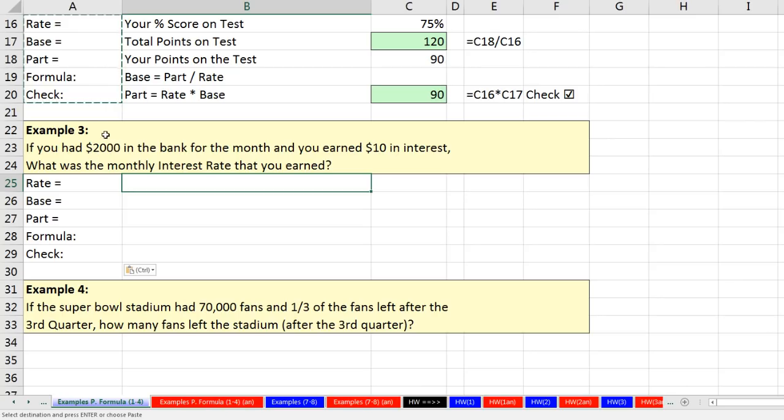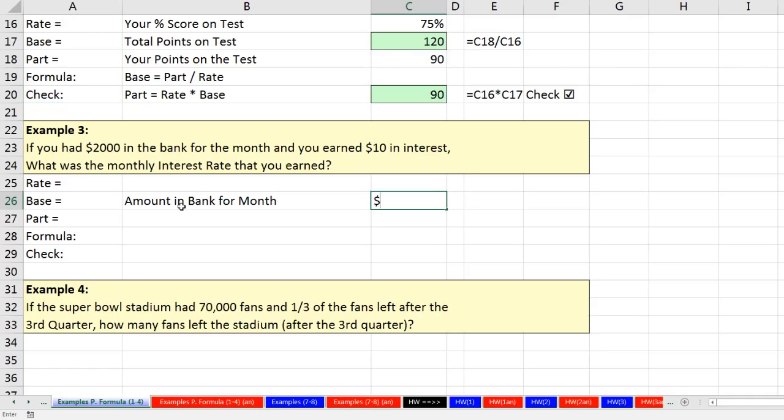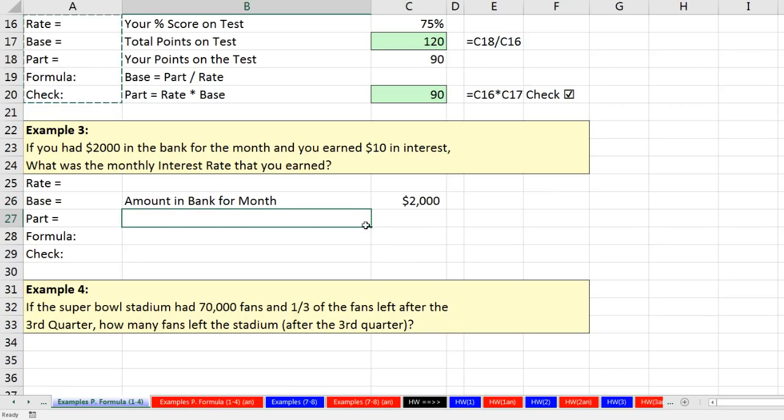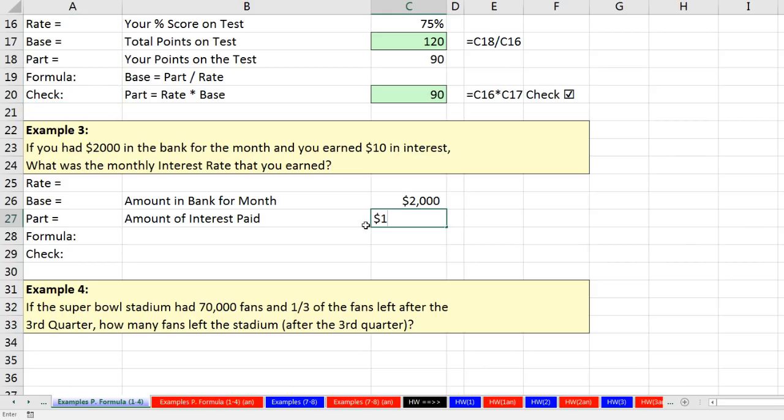The base would be the amount you had in the bank, and the part would be the amount of interest they paid us in dollars. So the base, amount in bank for a month, as you type, I'm going to type a $2,000. Now you notice we're typing and number formatting at the same time. This is a single number, so sometimes it's faster to do that than it is to enter the number and go up and apply some number formatting. Of course, if we had lots of numbers, we would pre-number format or type in the numbers and number format them later. Part we definitely know. Amount of interest paid or earned, tab, $10 and enter.